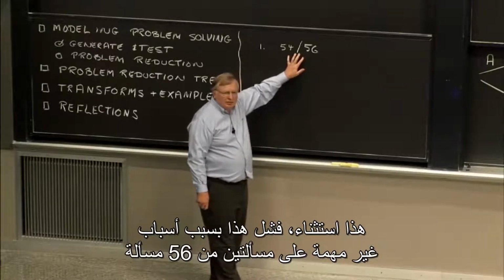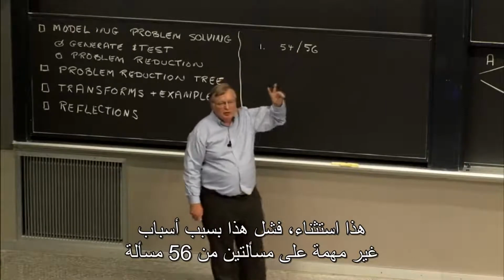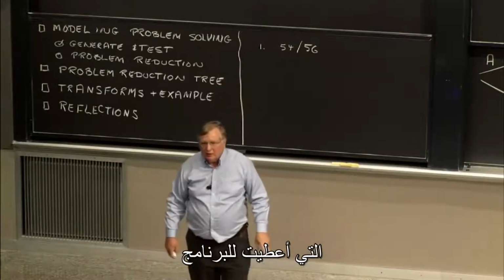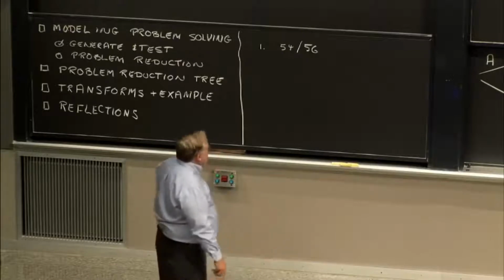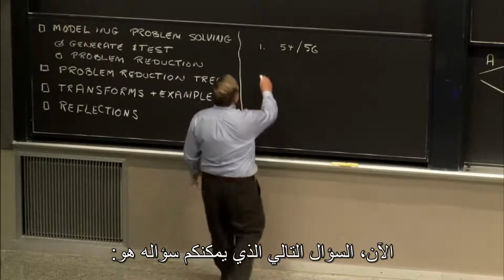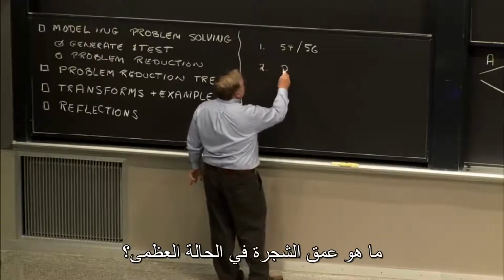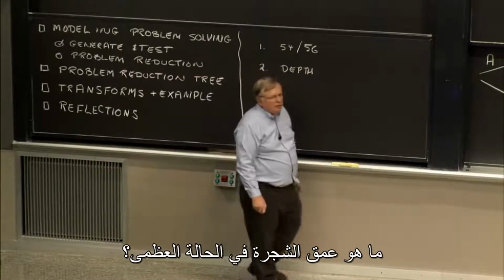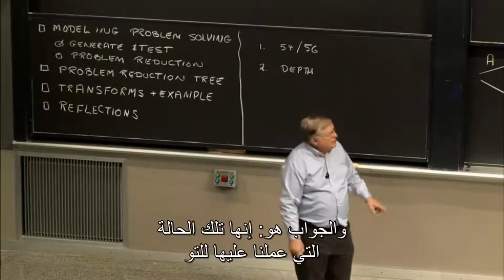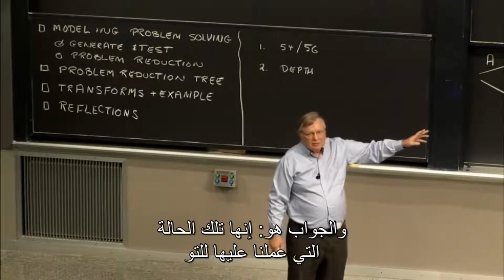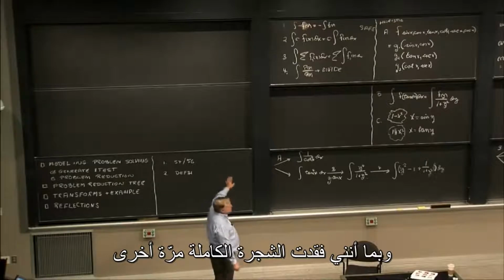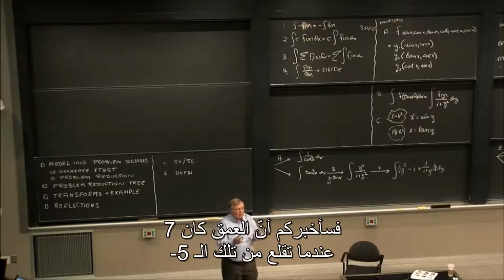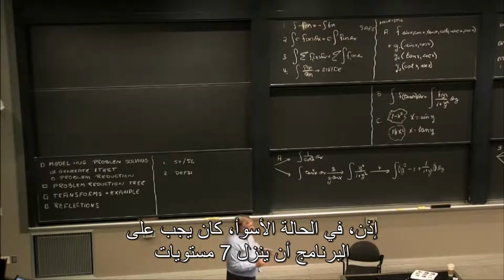This is an exception. This failed for uninteresting reasons on 2 of the 56 problems that it was given. And now the next question you can say is, what is the depth of the tree in the maximal case? And the answer is, it's that case we just worked out. And since I've once again lost the whole tree, I'll tell you that its depth was 7 when you take off that -5. So in the worst case, this thing had to go down 7 levels.